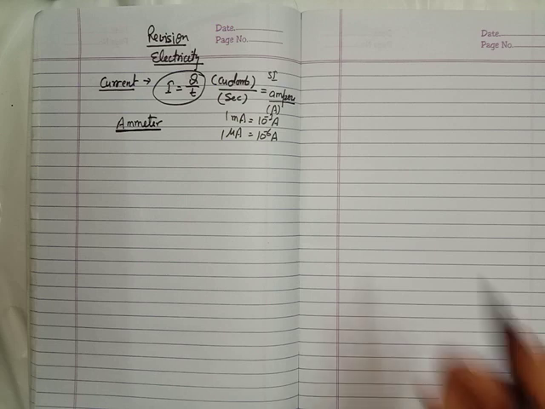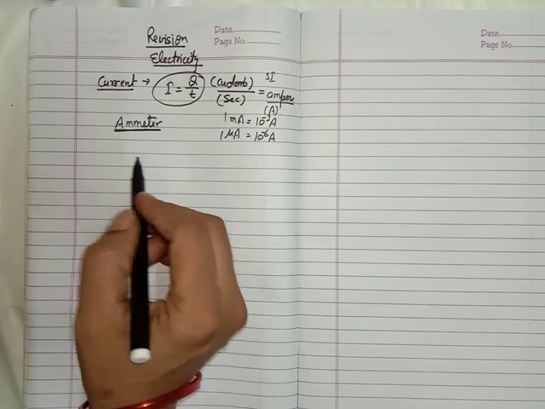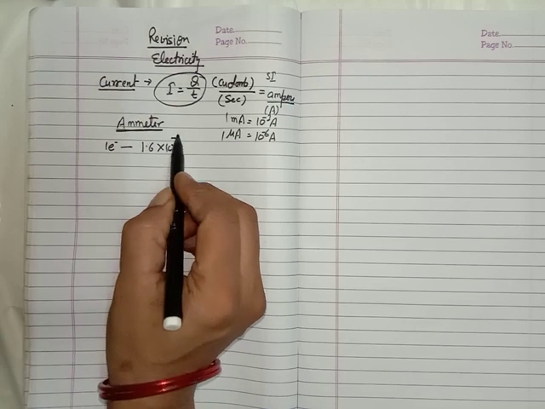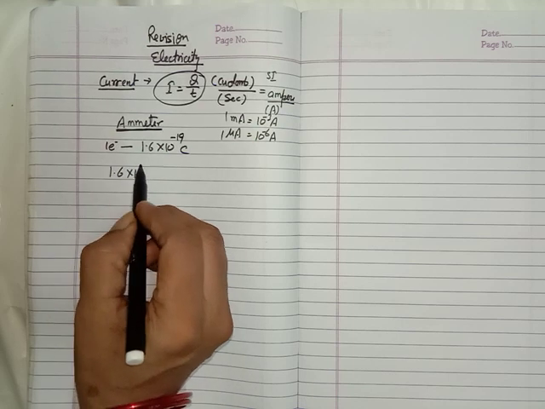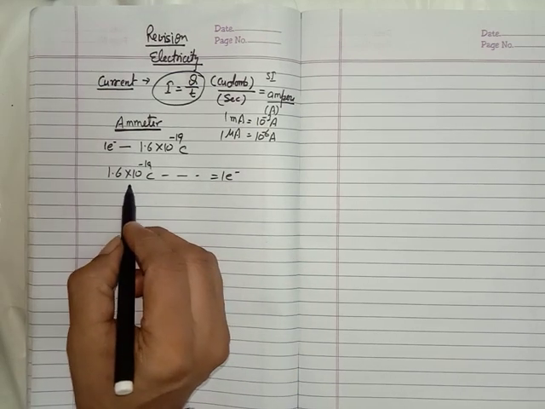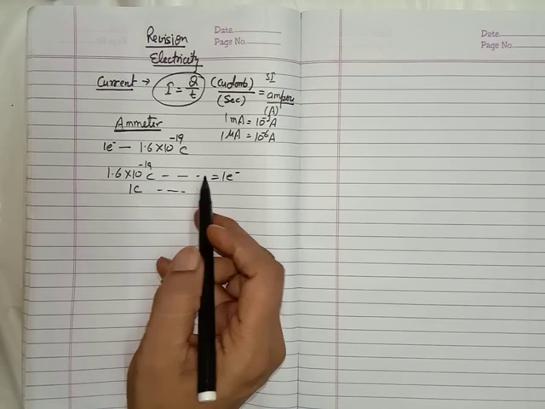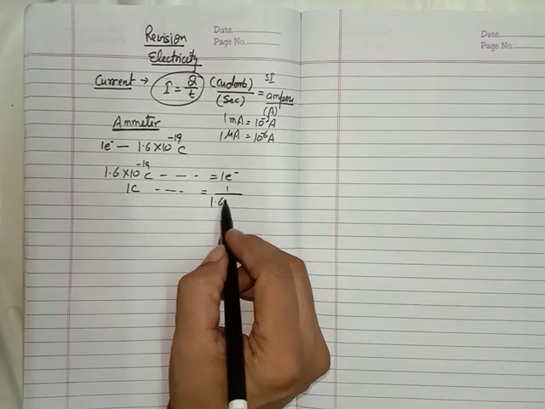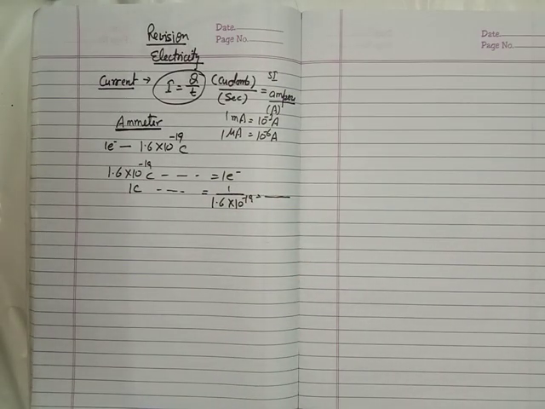If you want to find the number of electrons flowing in 1 coulomb of charge, how can you find it? We know that 1 electron has a charge of 1.6 × 10 to the power minus 19 coulomb. So if 1.6 × 10 to the power minus 19 coulomb is the charge of 1 electron, then how many electrons will flow in 1 coulomb of charge? We can find it by using the unitary method. So 1 coulomb of charge will be of 1 upon 1.6 × 10 to the power minus 19 number of electrons. You can find it by dividing these values. Okay, this is the current.